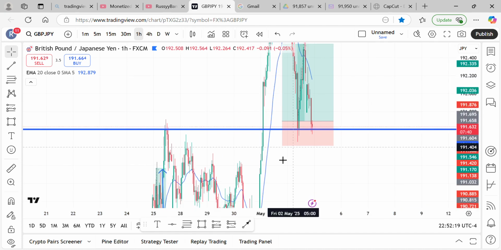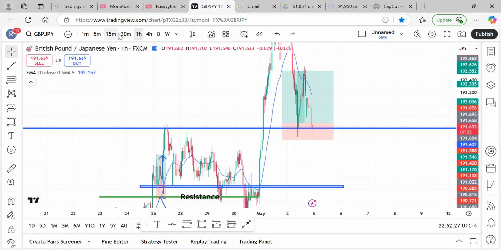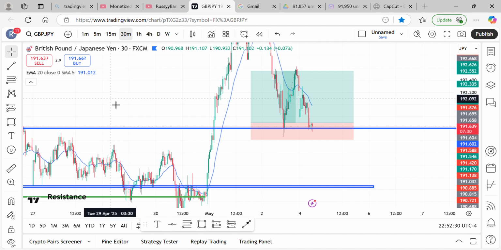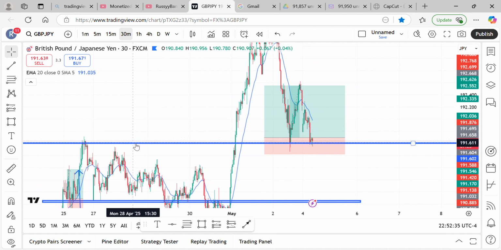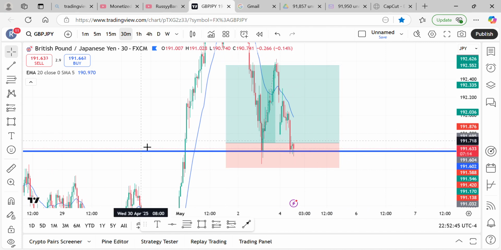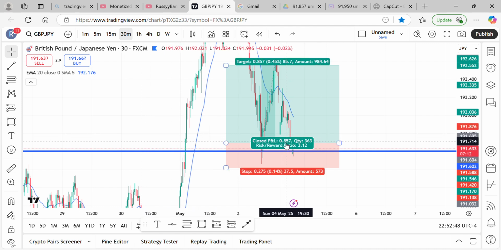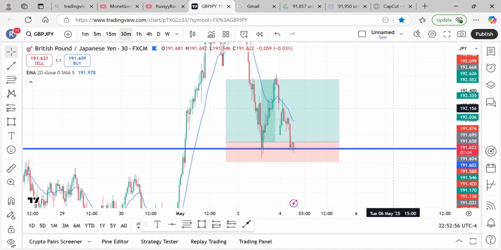So what I will be looking for this week in particular is to come back down to this area, right? And come down to 30 minutes. So coming back down to this particular area at 191,660, I will be taking longs from this area. That's buys, right? And I'm actually in right now. 191,698 was my entry, but we'll see how it plays out.